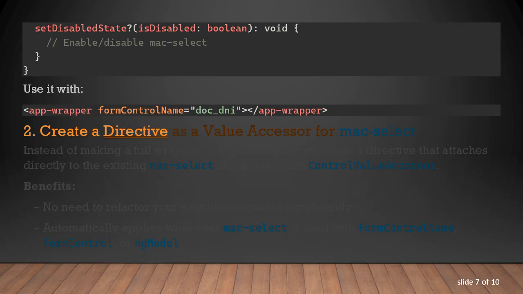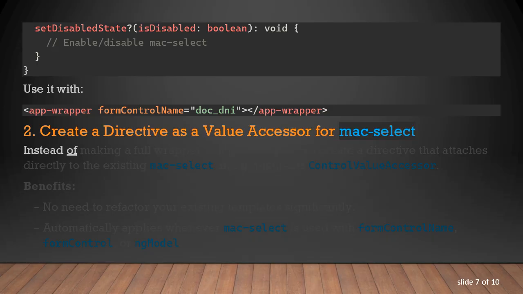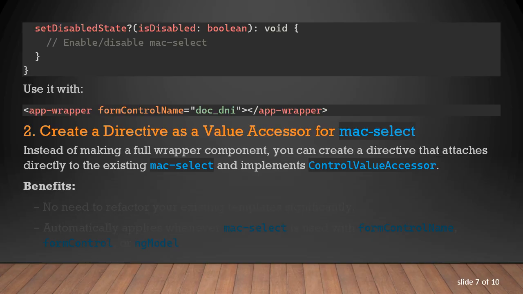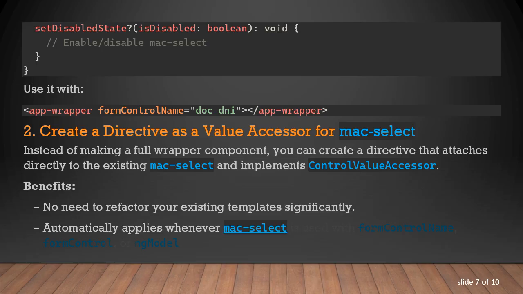2. Create a directive as a value accessor for MaxSelect. Instead of making a full wrapper component, you can create a directive that attaches directly to the existing MaxSelect and implements ControlValueAccessor. Benefits. No need to refactor your existing templates significantly. Automatically applies whenever MaxSelect is used with formControlName, form control, or ngModel.